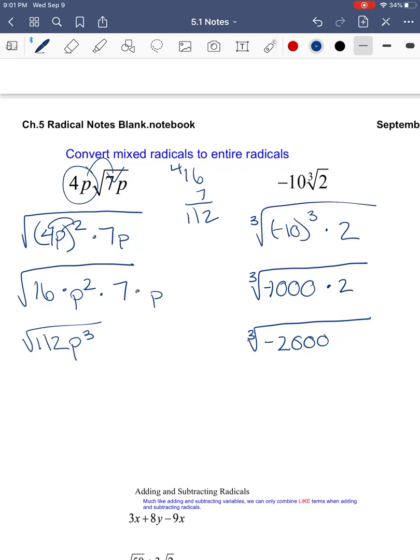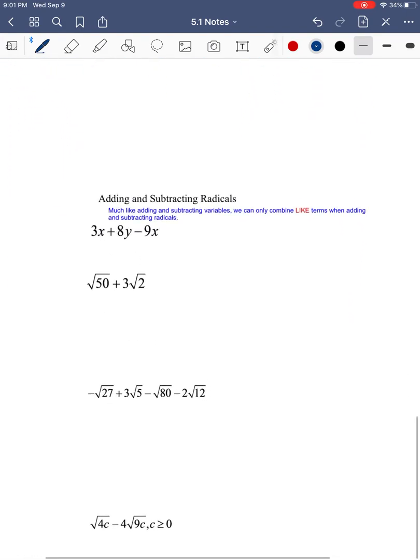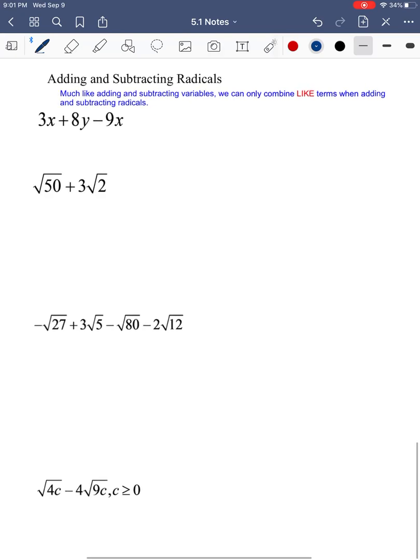All right, so that was all our previous year stuff, so from Foundations 10. Now we're going to start the Pre-Calc 20 stuff. So that is adding and subtracting radicals.